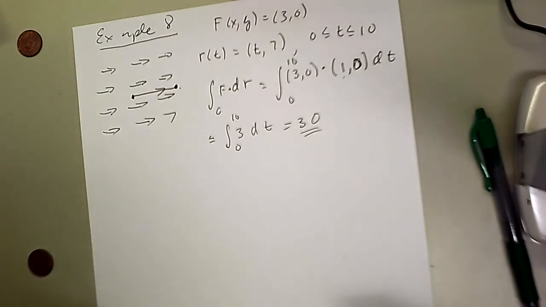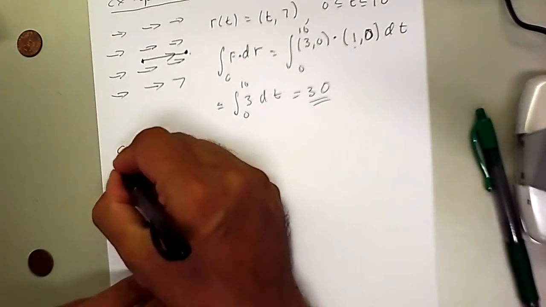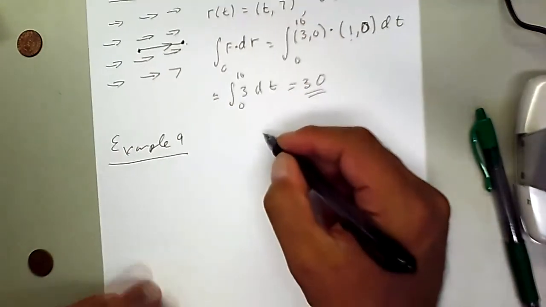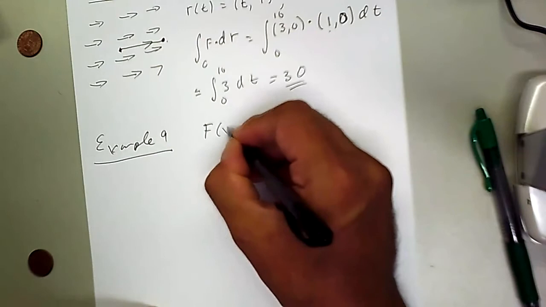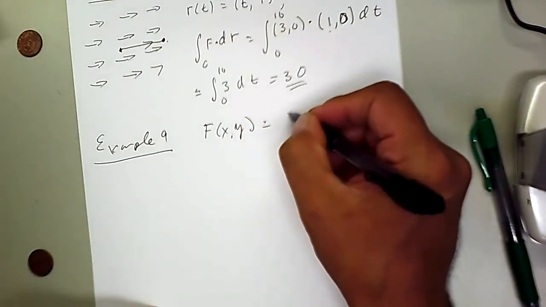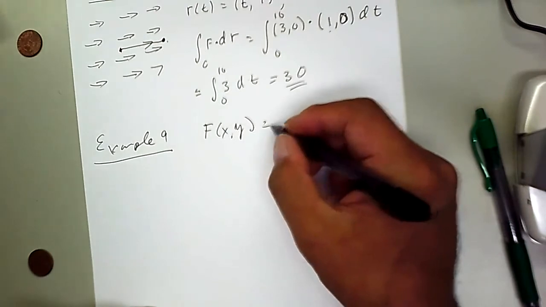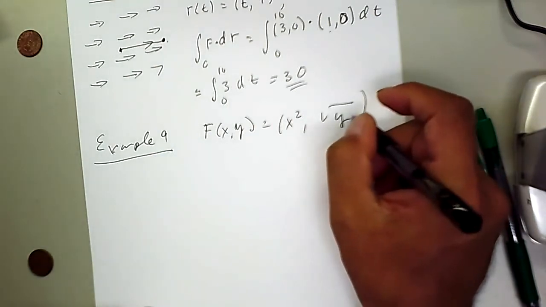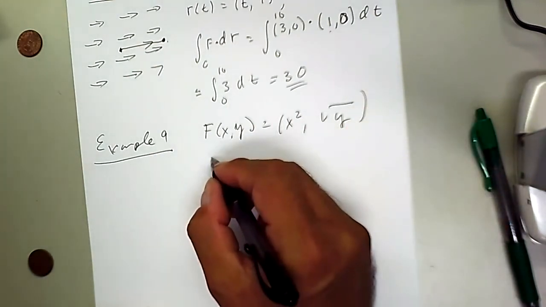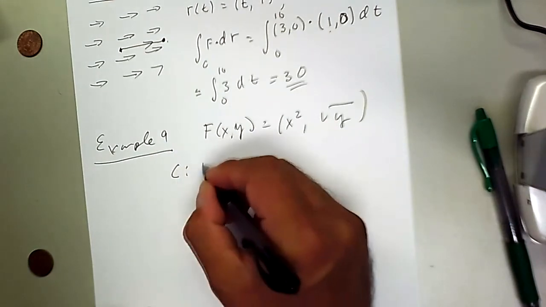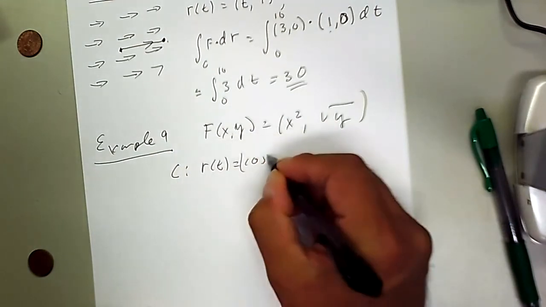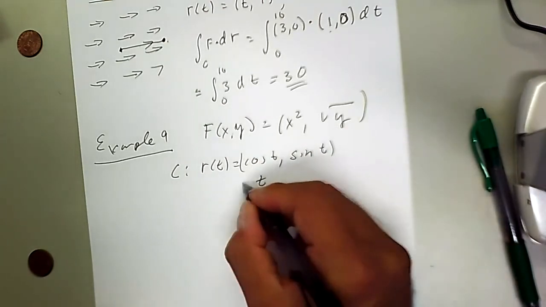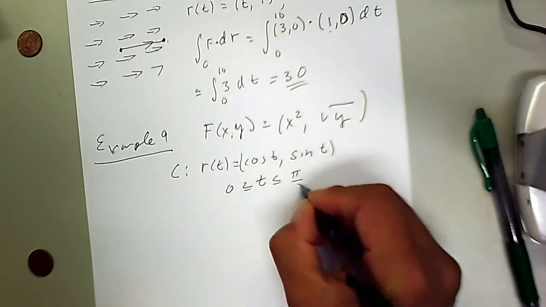Let's do an example that is not so simple. Let's say we have a force field, x squared, square root of y. And then the path is given by r of t equals cosine of t, sine of t, and again, as t goes from 0 to pi over 2.